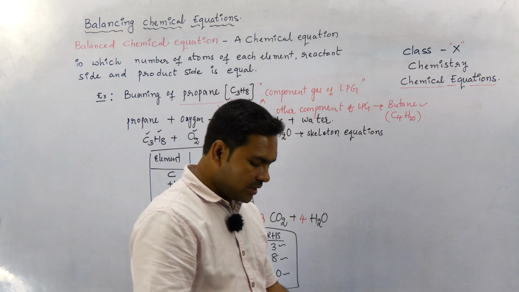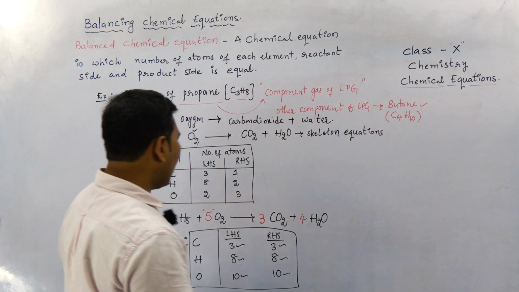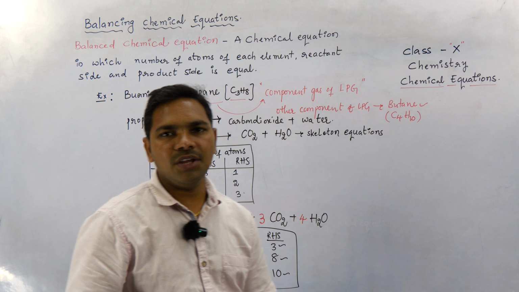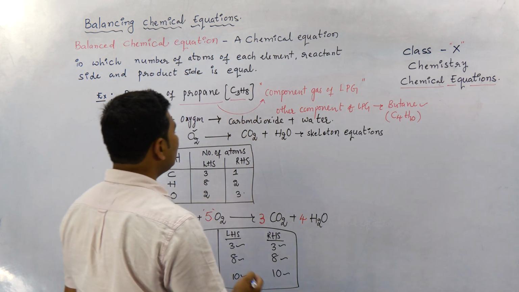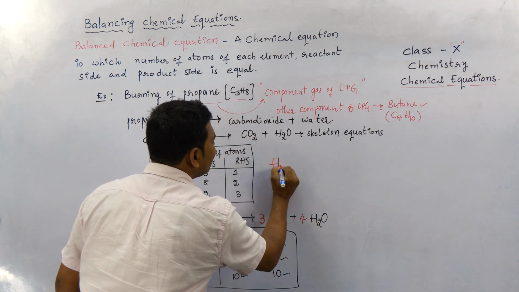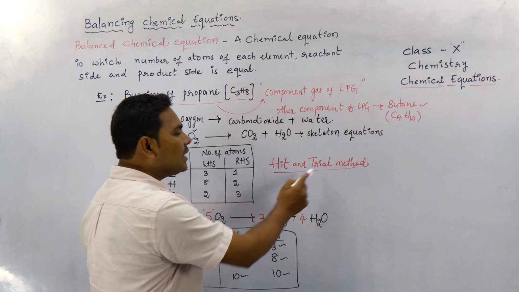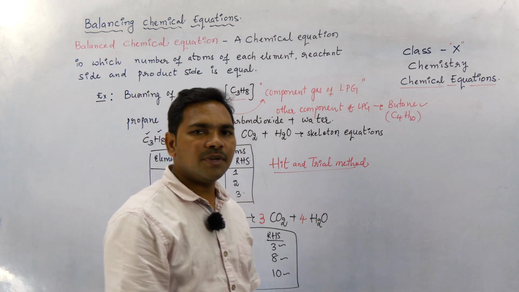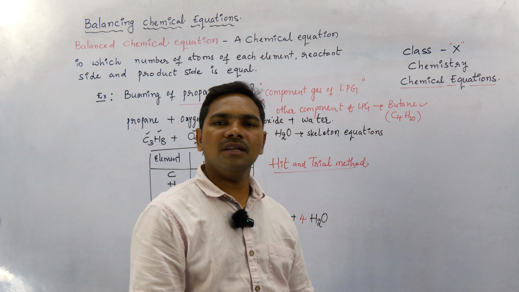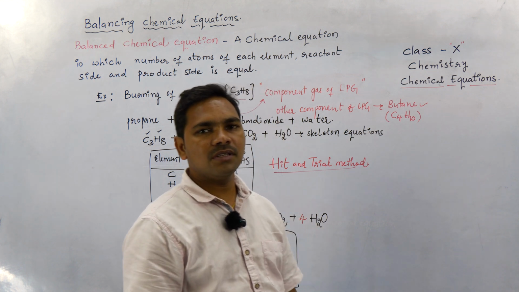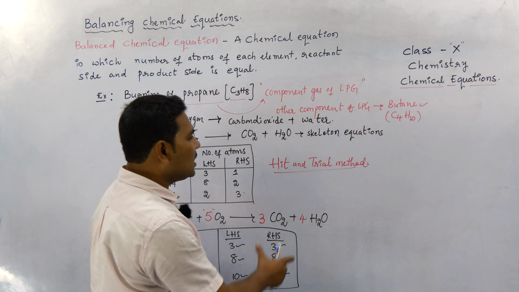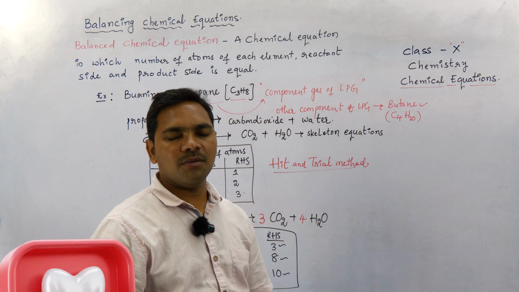So this is how we balance chemical equations, right? And this method of balancing chemical equations has a name: it is called the hit and trial method of balancing chemical equations. Hope you understand the hit and trial method. Among various methods, this is the easiest method of balancing chemical equations. We follow this, and in our syllabus also we have this method of balancing chemical equations.